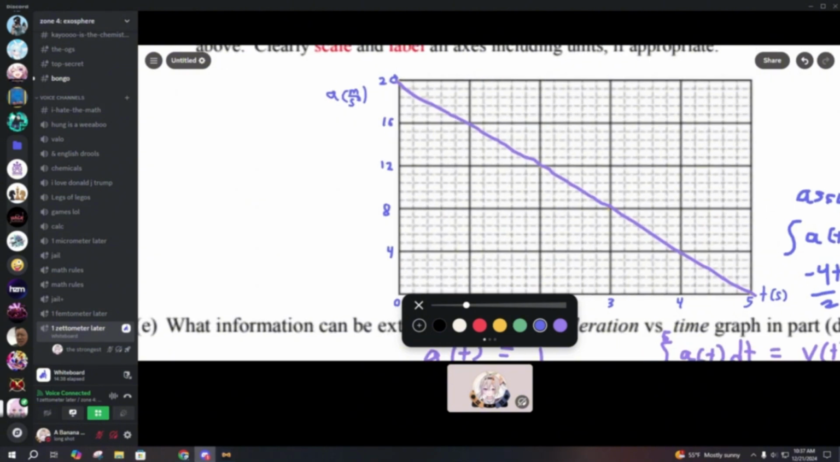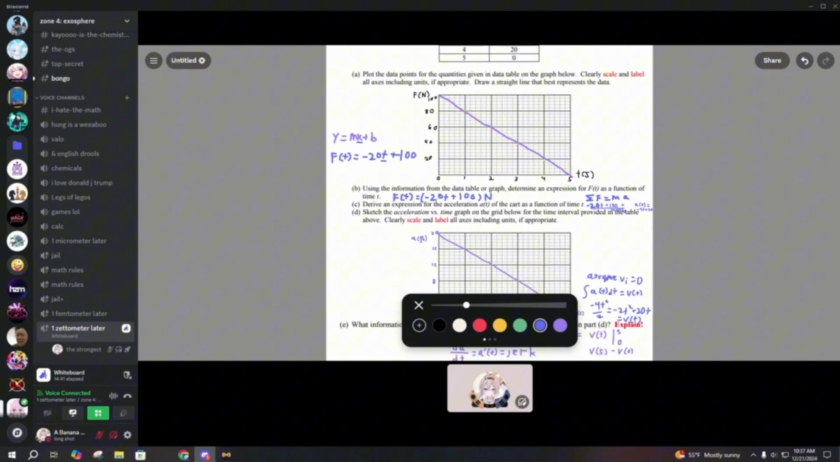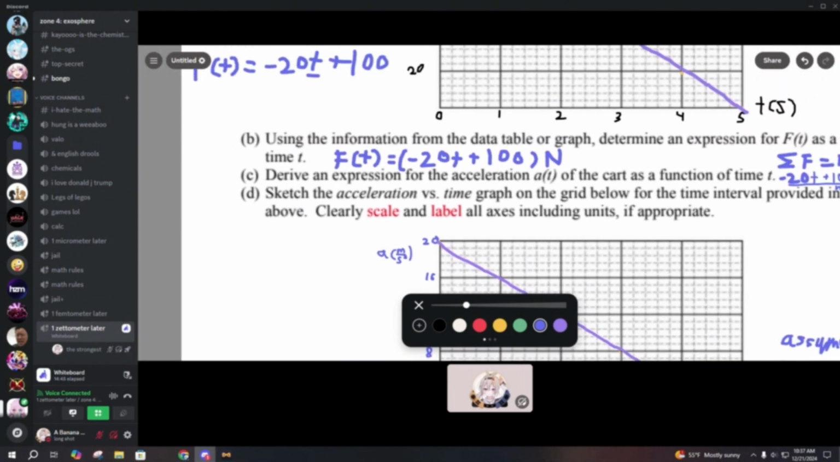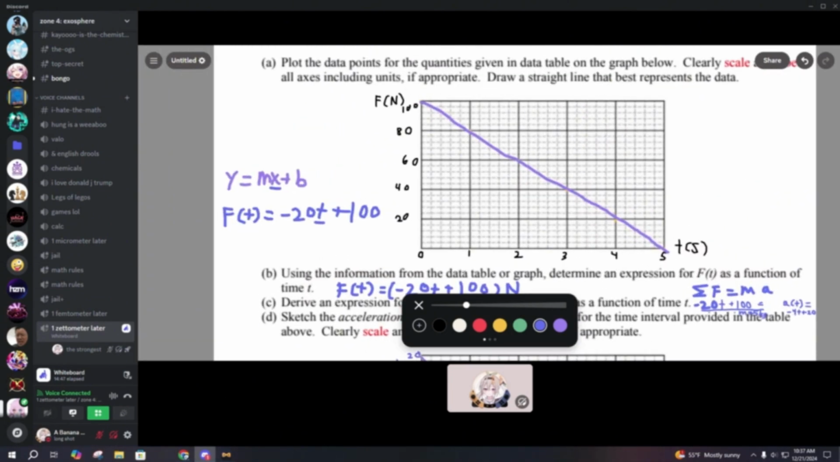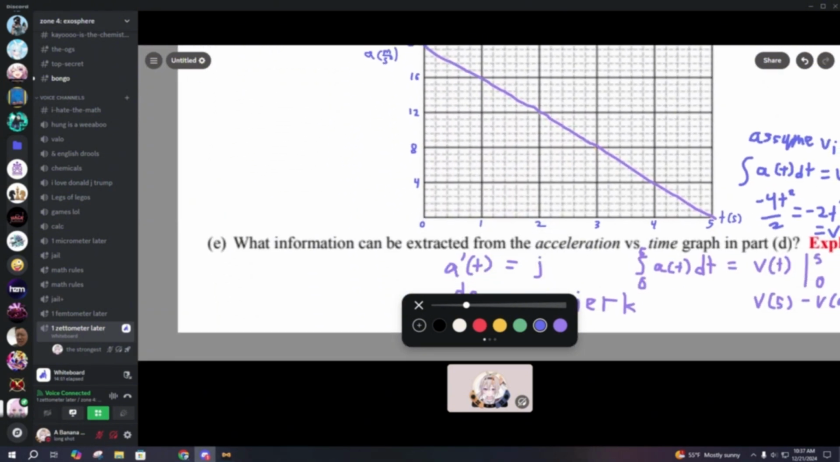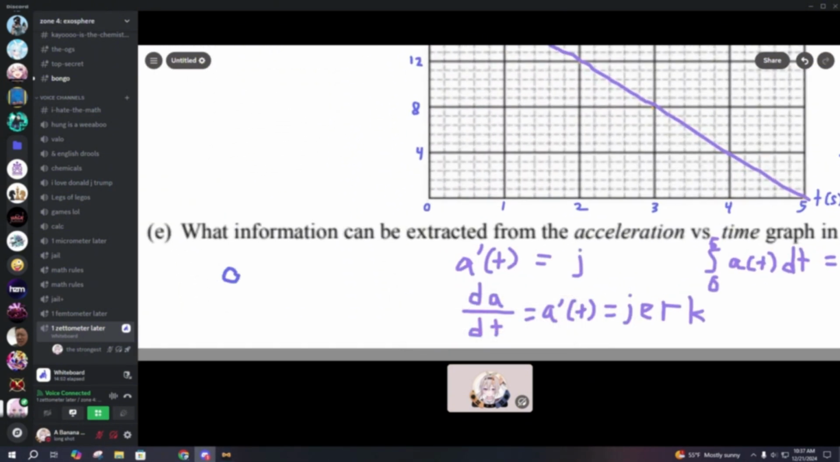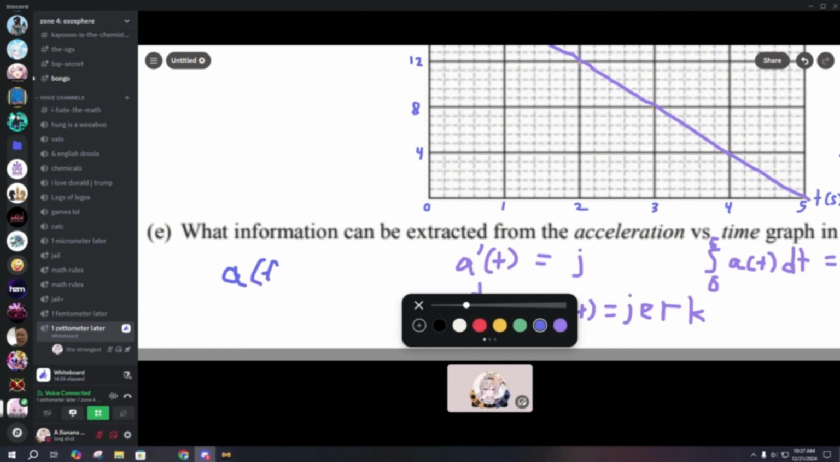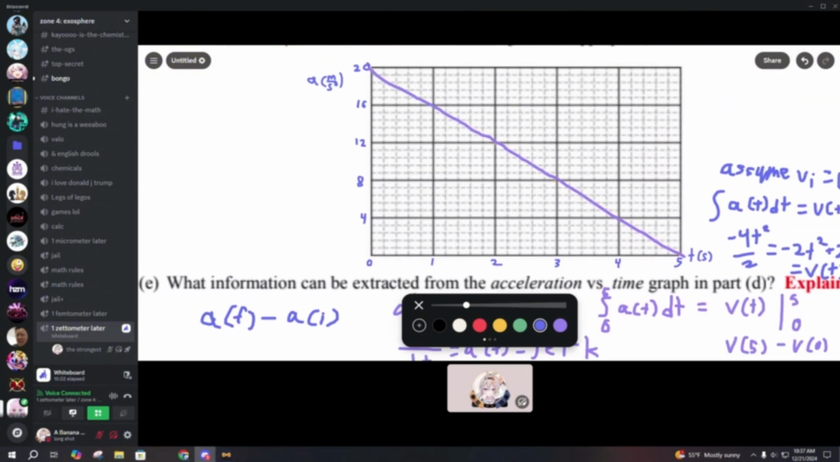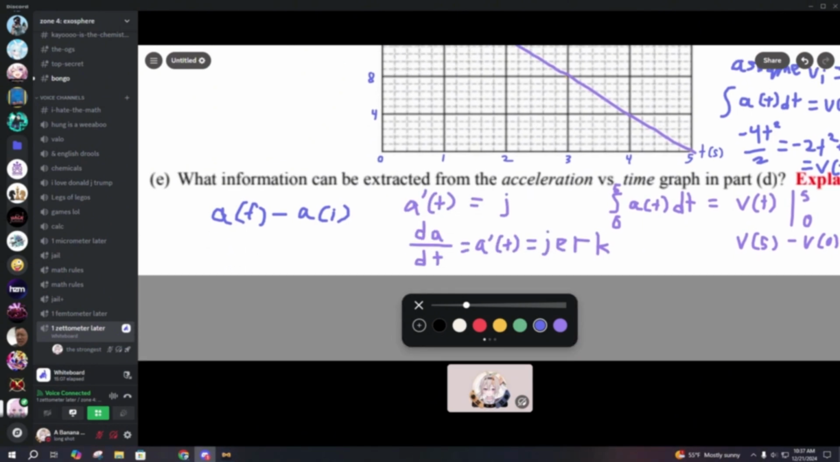Another piece of information I could extract is what the acceleration is at the start. Given that force is 100 newtons at the start, I can find the change of acceleration between two given times by doing a at my final point minus a at my initial time. So a at 4 minus a at 0 gets me the change of acceleration to be negative 16 meters per second squared.